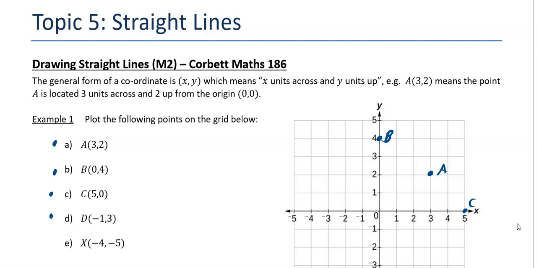The next one is (-1, 3), which means from your origin you go 1 left. So minus 1 means 1 left. Then you go 3 up. So 1, 2, 3. So your D is going to be here.